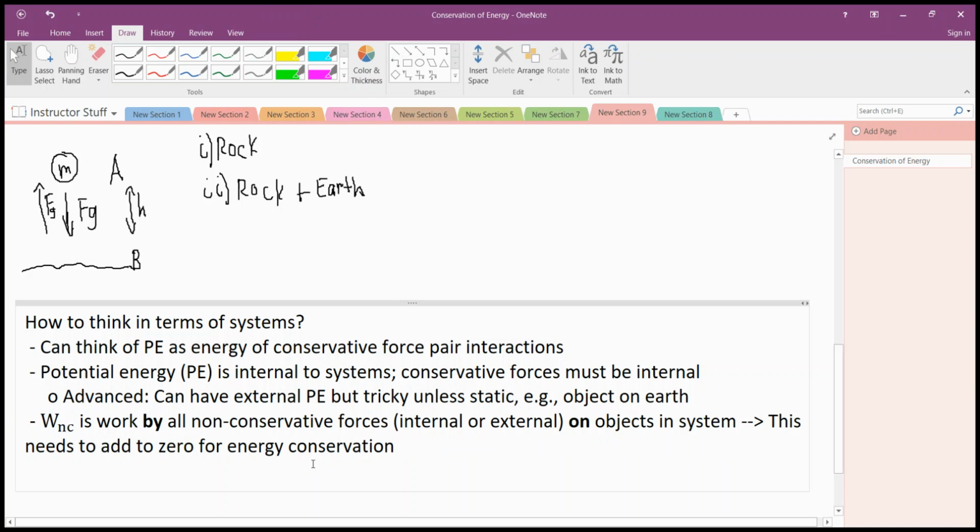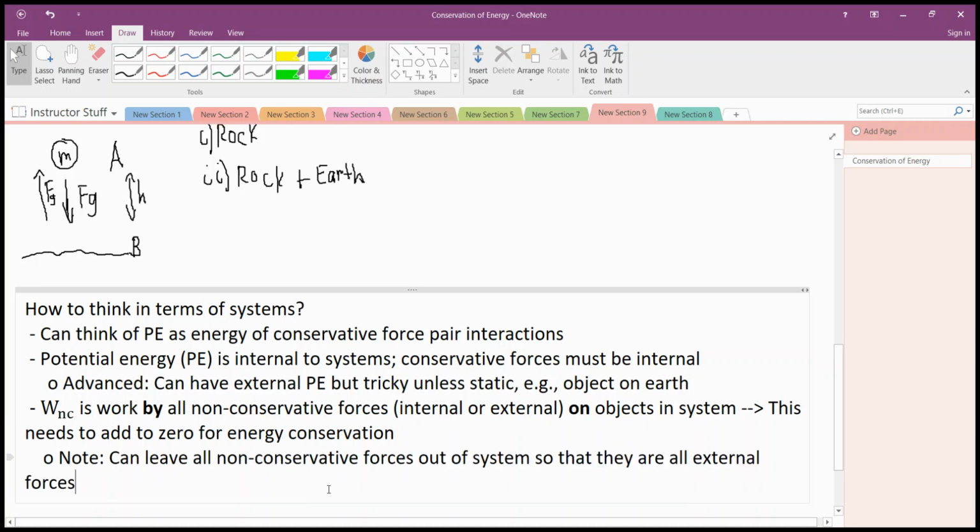As already noted earlier in our discussion of conservation of energy, this work non-conservative term is the work done by all the non-conservative forces, whether they are internal to your system or external to your system. So it's the work done by all the non-conservative forces on the objects in your system. All of this work needs to add to zero in order for energy to be conserved. As a note, then, when defining your system, one useful thing you can do is leave all the non-conservative forces out of your system. So that way all the non-conservative forces are external to your system. And then all the non-conservative forces will then be doing external work on your system.